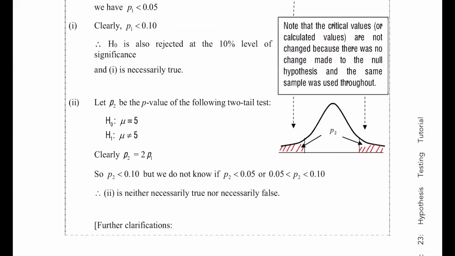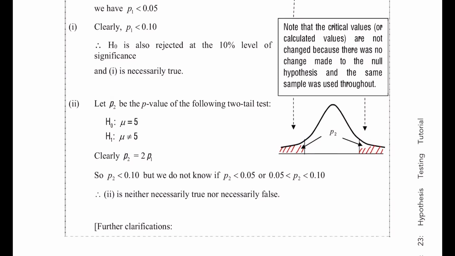This part 2, what did they do? They say H0 is mu equal to 5, H1 is mu not equal to 5, P2 is 2 times P1. Yes, correct. Two-tailed test, the areas must be, wait, 2P1. Why should it be the case?